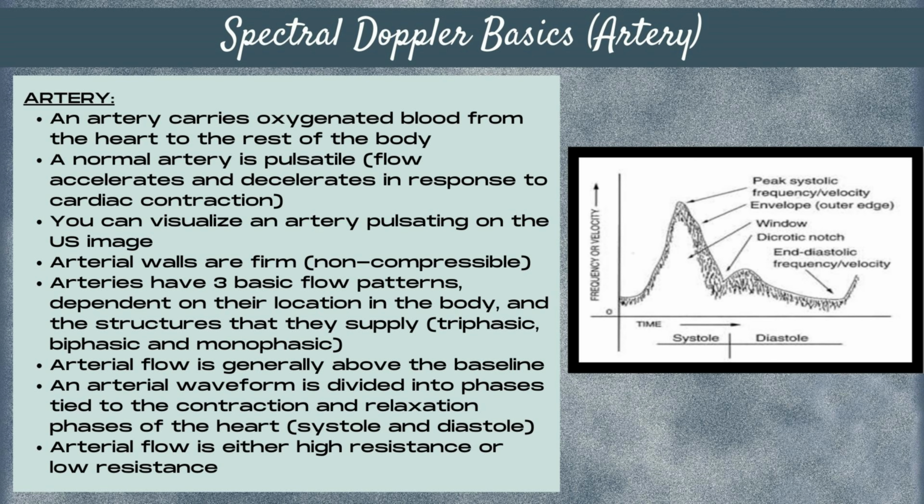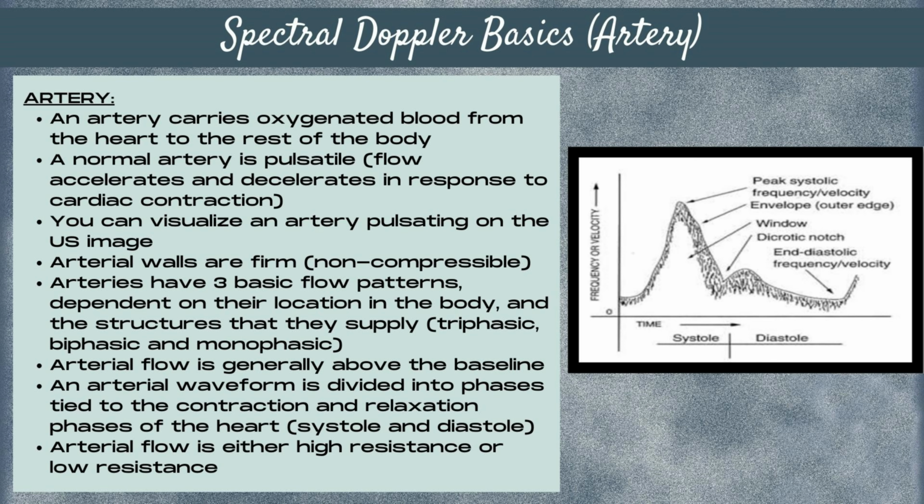First, let's talk arteries. An artery carries oxygenated blood from the heart to the rest of the body, and a normal artery is going to have pulsatile flow, and this is flow that accelerates and decelerates in response to cardiac contraction. And you can actually visualize an artery pulsating on the ultrasound image. Arterial walls are going to be firm, echogenic, non-compressible, and arteries are going to have 3 basic flow patterns dependent upon their location in the body and the structures that they supply. And that's going to be triphasic, biphasic, or monophasic.